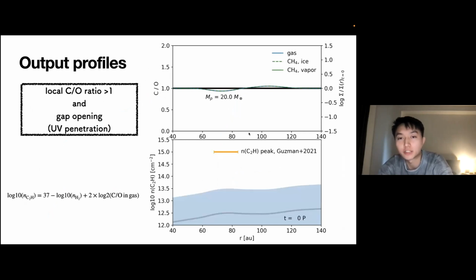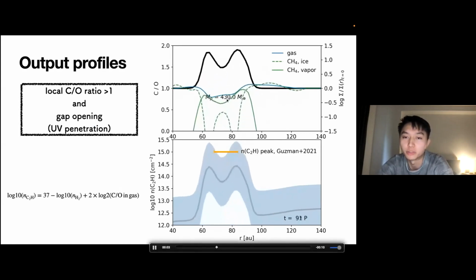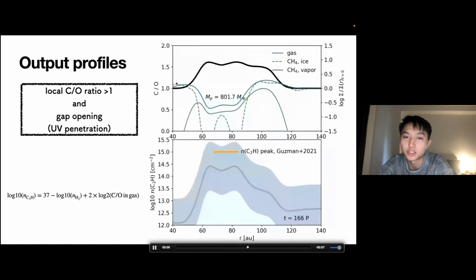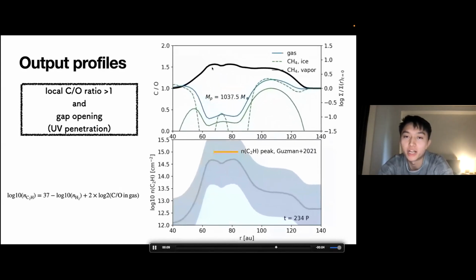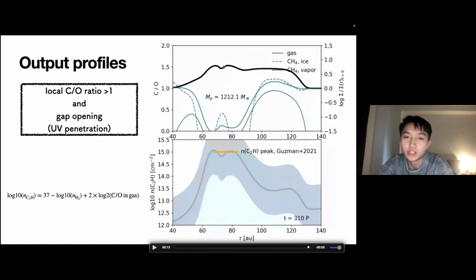So here I show the same simulation in a different way. At the beginning, the planet is very small, so it does not perturb the disk so much. And also in the gas phase, there is only CO, so the C/O ratio should be around unity. But as the planet starts to sublimate the methane from the ice into vapor, as you can see here, the C/O ratio will be elevating locally around the planet. And as we discussed before, a higher carbon to oxygen ratio and more UV radiation penetration are very beneficial for C2H formation, which can lead to a ring-like structure, which exactly coincides with the gap location.